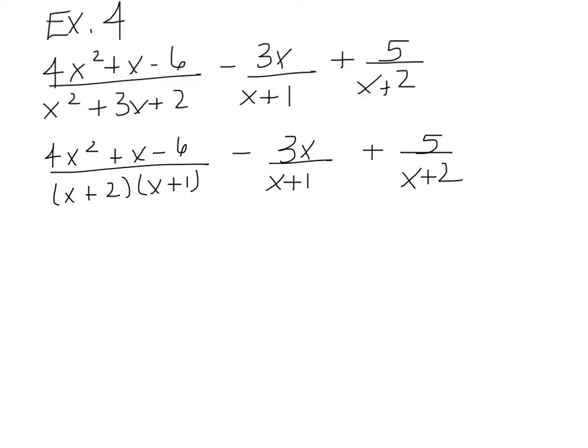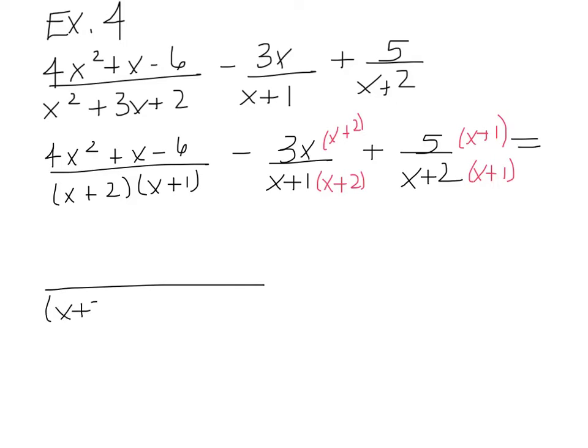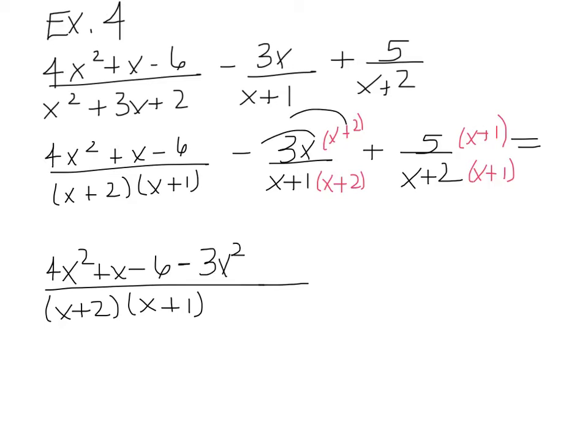plus 1. So that one's good. This denominator needs an x plus 2. This denominator needs an x plus 1. That way, they all are alike. So in the first numerator, this one can stay like it is. The second one, I'm going to have to distribute a negative 3x. So that's negative 3x squared minus 6x. And then the third one, I'm going to have to distribute 5. So I'm going to get positive 5x plus 5.